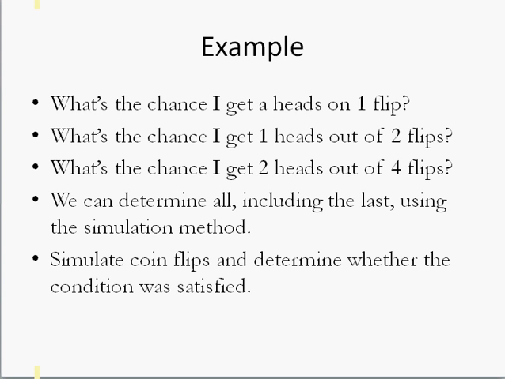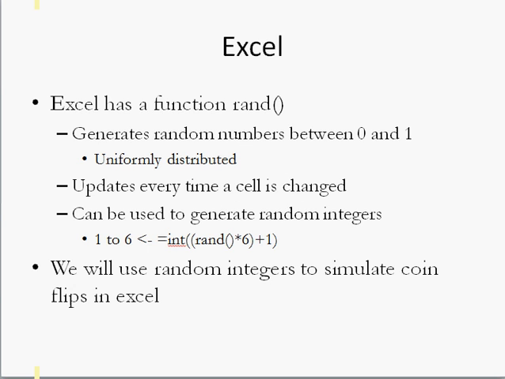This is accomplished in our case using the random function in Excel. So rand generates random numbers between 0 and 1. There's a rand between function that generates integers between two numbers. It updates every time a cell is changed. So if you delete a cell or type in a cell, it's going to recalculate all of the random functions in a sheet. So we're going to use random integers to simulate coin flips in Excel.